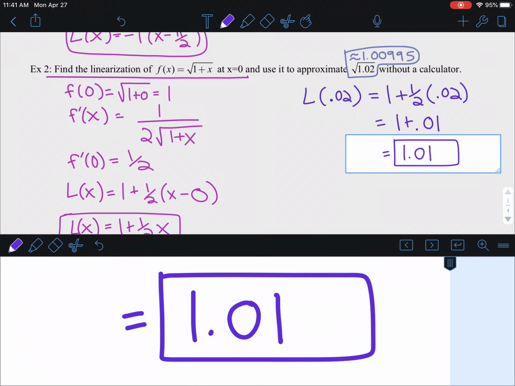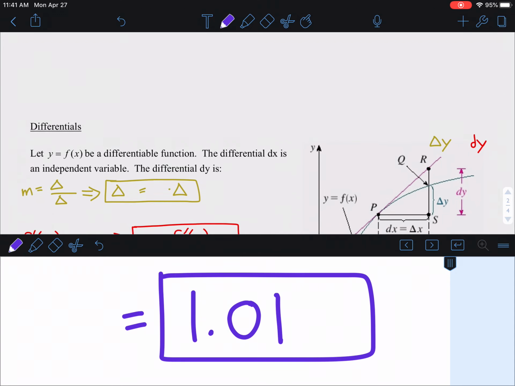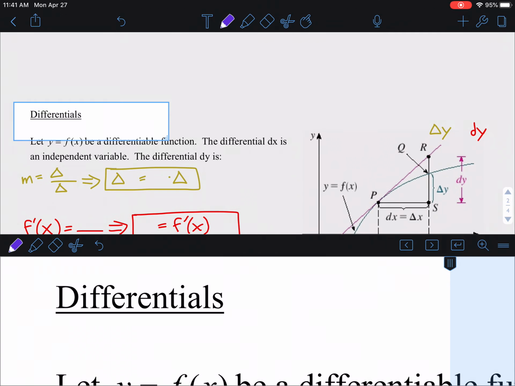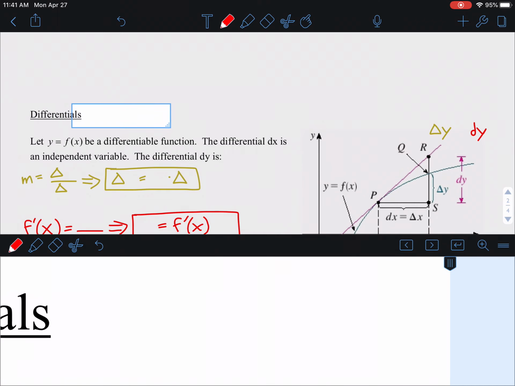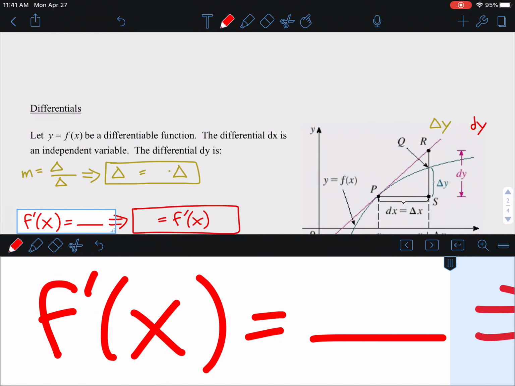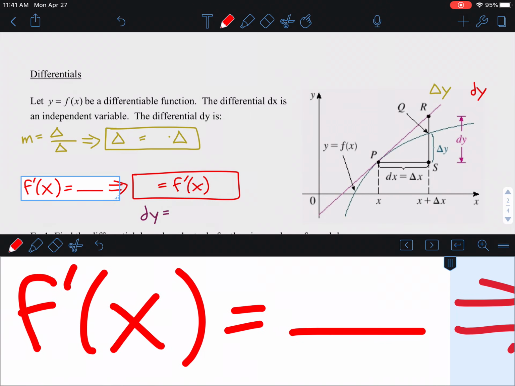Okay, so that's all we're going to talk about with linearization. Now we're going to switch gears and scroll down and talk about differentials. The first thing I want to talk about is what a differential is, so I'm going to jump down here a little bit, and we're going to get to all of this, don't worry. But let's talk about f prime of x real quick.